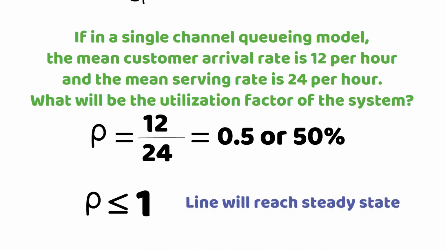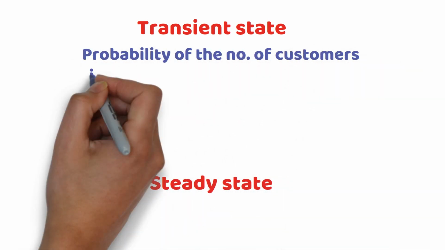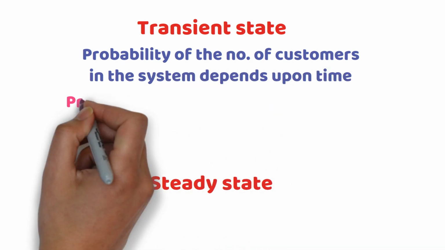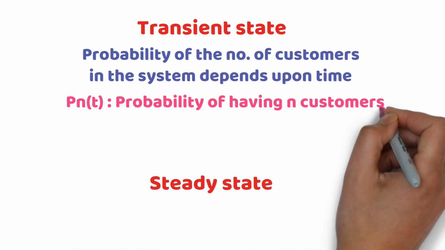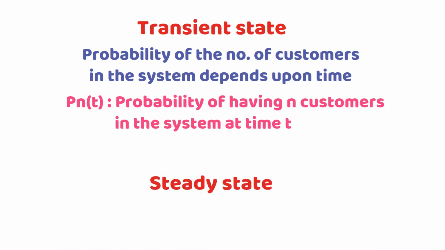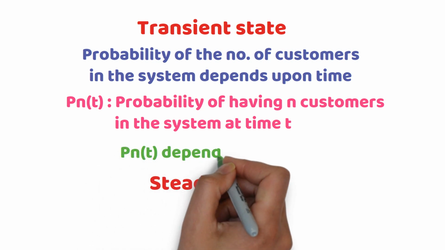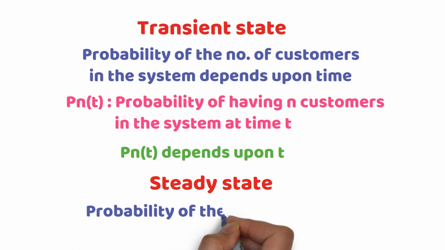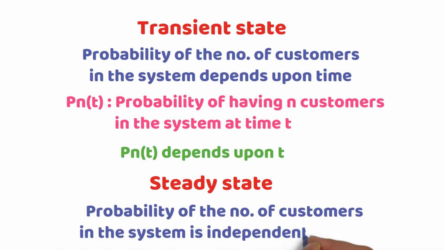There are two states of the queuing system: transient state and steady state. The transient state of a queuing system is the state where the probability of the number of customers in the system depends upon time. Let Pn,t indicate the probability of having n customers in the system at time t. Then, if Pn,t depends upon t, the queuing system is said to be in the transient state. The steady state of a queuing system is the state where the probability of the number of customers in the system is independent of time.